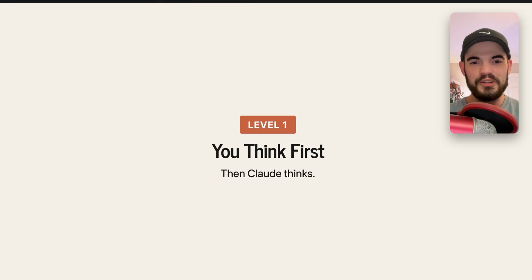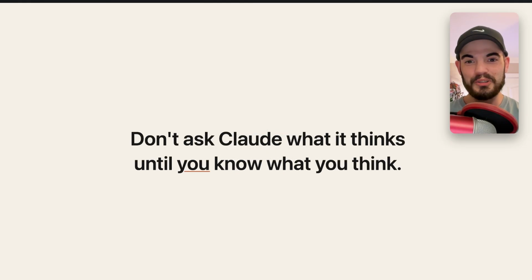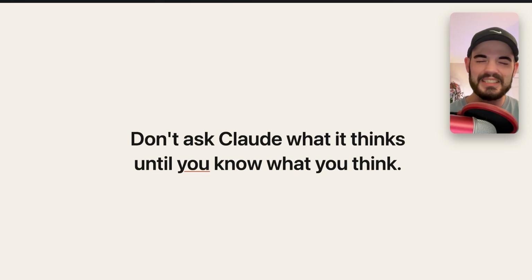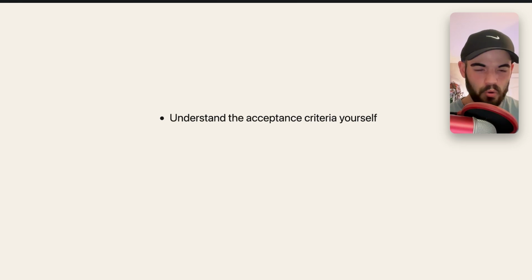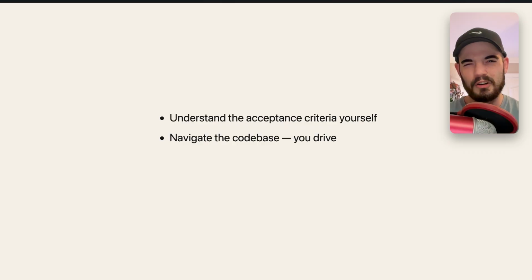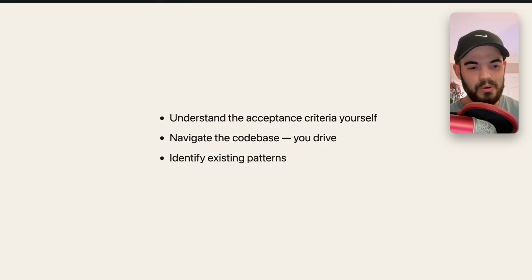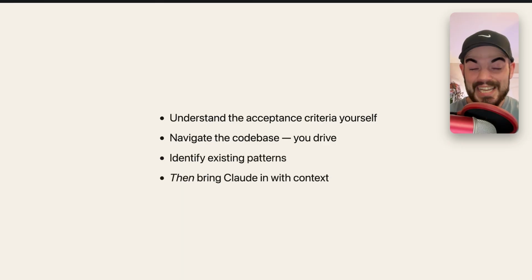So level 1, you think first, then Claude thinks, okay? Big importance. Do not ask Claude what it thinks until you know what you think. You're asking for a recipe for disaster if you're going to have Claude try to dream up everything in one shot. So I implore you to understand the acceptance criteria yourself first, navigate the code base, get a feel for it. You can use Claude if you want to do this as well. It can give you a rough plan and try to figure it out. You identify the existing patterns, then bring Claude in with that context.